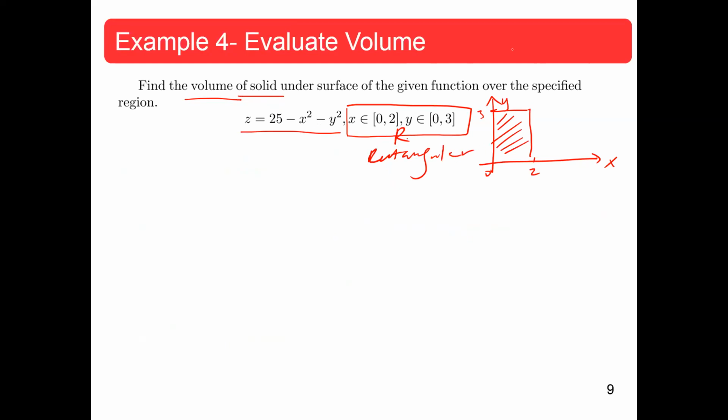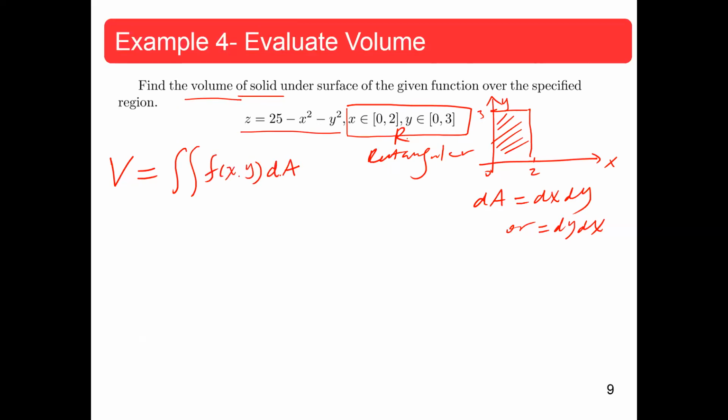If it's rectangular, then the differential of area would just be dx dy or dy dx. It's up to you, whichever you want to go. Either way would be fine. So the volume will just be the double integral of the function times the differential of area over region R, right? Okay, so we can go.